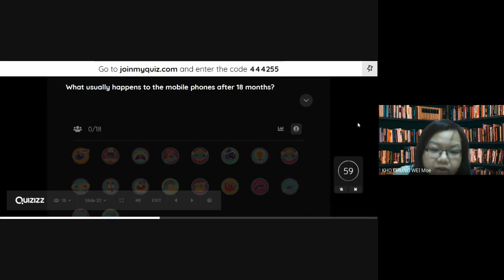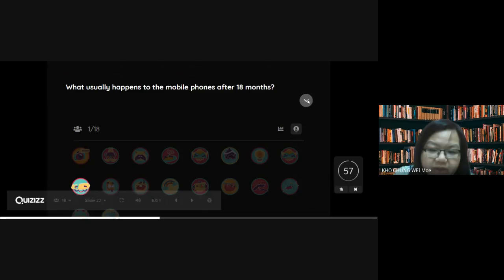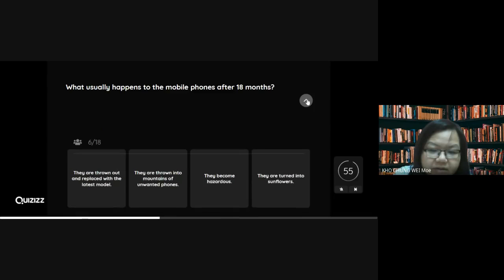What usually happens to the mobile phone after 18 months? They are thrown out and replaced with the latest model. They are thrown into mountains of unwanted phones. They become hazardous. They are turned into sunflowers. By the way, the word hazardous means dangerous. Okay?